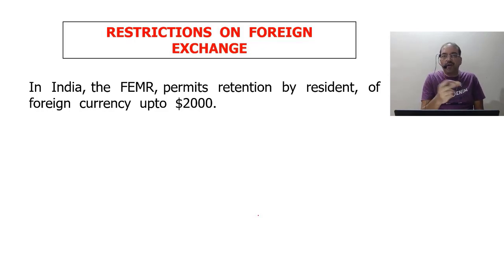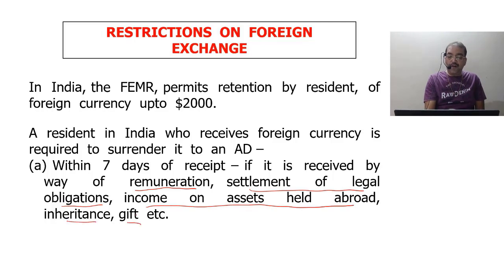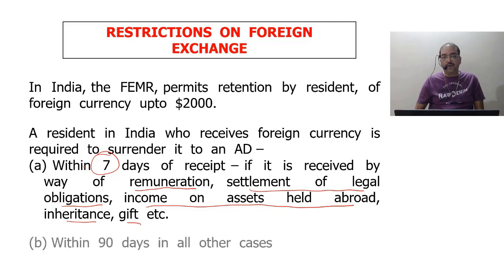Any other income other than what I have mentioned should be surrendered within 90 days. So these are the rules. The first one I'm telling you is for a resident in India who receives foreign currency. On account of what? I've told you: remuneration, salary, settlement of legal obligations, income on assets held abroad, inheritances, gifts, etc. Should be surrendered within 7 days of receipt. Any other income other than this should be surrendered within 90 days.